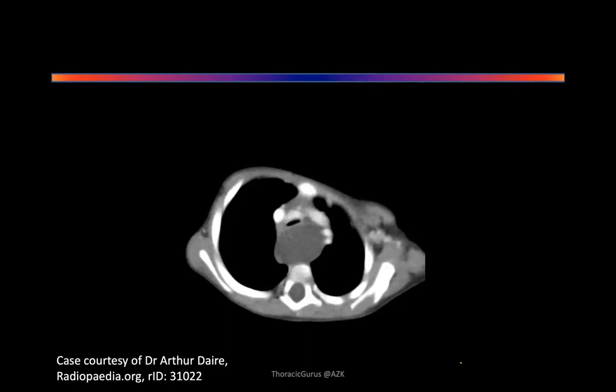Esophageal duplication cyst, number one. Number two, bronchogenic cyst. I'm happy with that. It could be a bronchogenic cyst or it could be an esophageal duplication cyst, I'm very happy. Or esophageal dilatation.